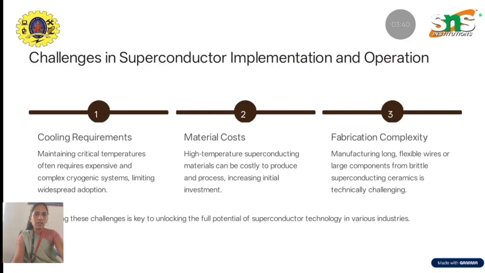And the next one is challenges in superconductor implementation and operation. In this case, cooling requirements: maintaining the critical temperature often requires expensive and complex cryogenic systems, limiting widespread adoption. These are the cooling requirements.